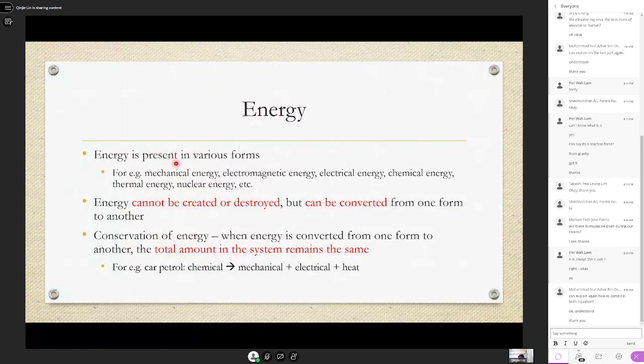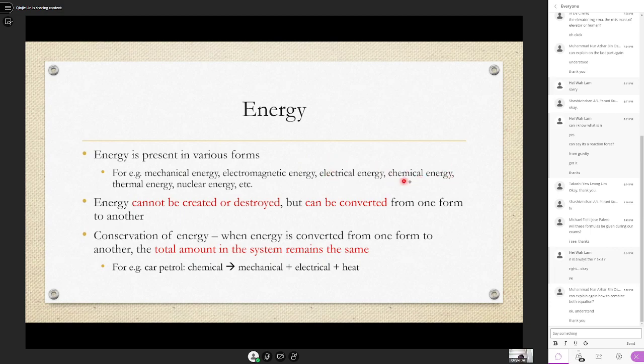Energy is present in various forms. For example, mechanical energy, which is moving things, and electromagnetic energy. This is something to do with electricity and magnetic waves. So your induction cooker is based on this. Electrical energy, I'm sure you all know.